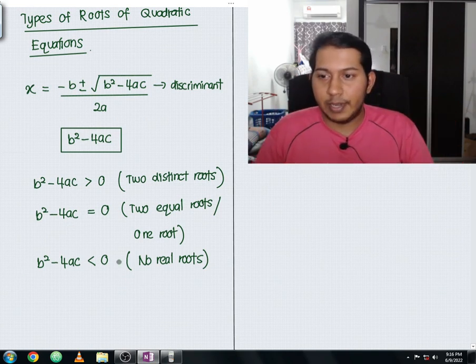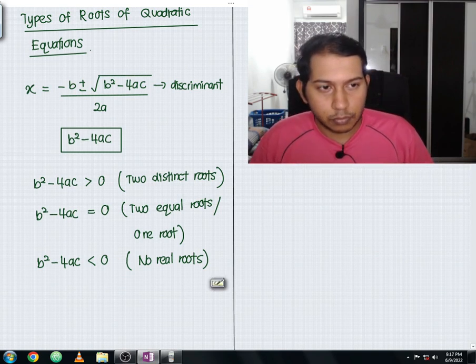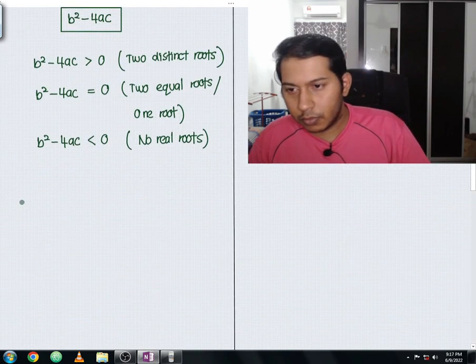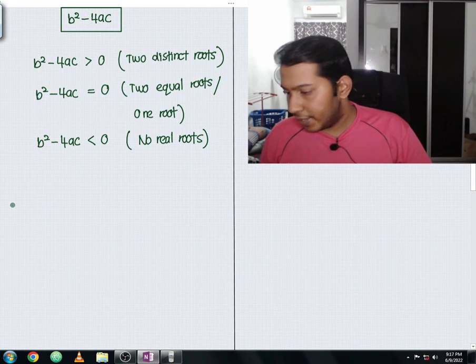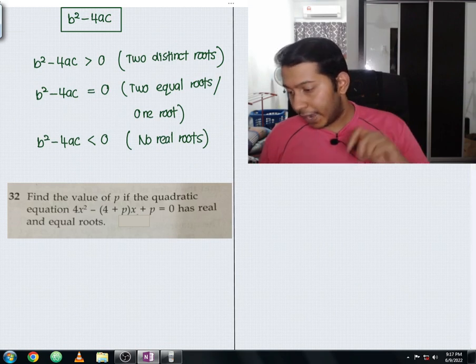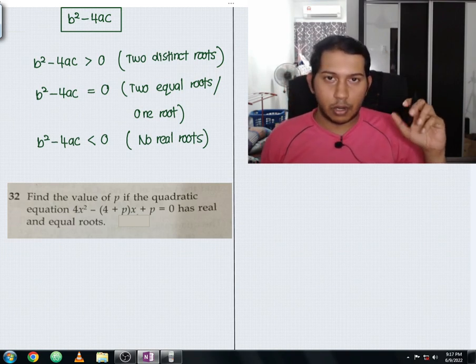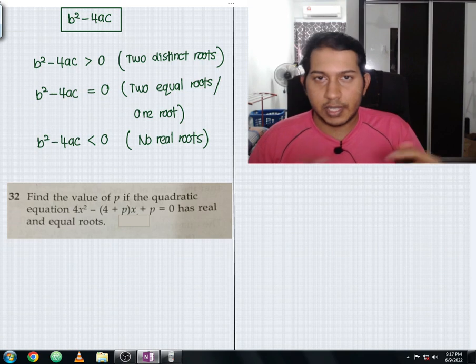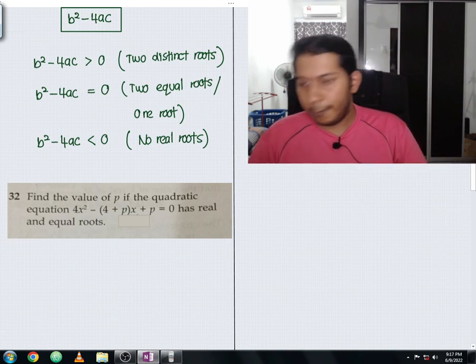Okay, enough with the explanation. Now I'm going to discuss some examples. Let us start with the first example. Let me read it here: find the value of p if the quadratic equation 4x squared minus (4 plus p) x plus p equals 0 has real and equal roots. So this is the question that we're going to solve. Let us solve this question together.